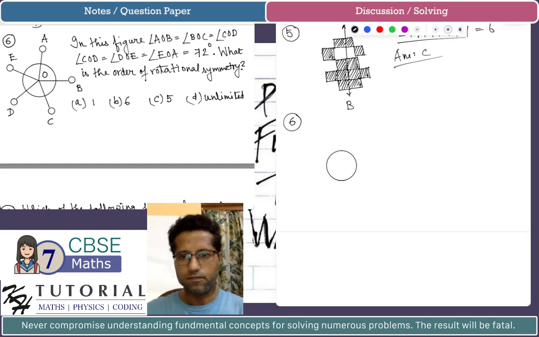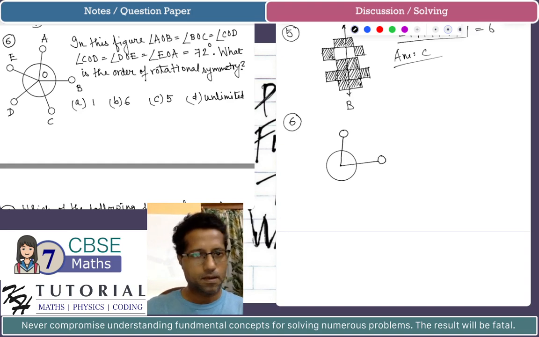Okay, so we have the center, and one stick is coming like this. It has a circle. One stick is coming like this. It has a circle, and it seems that the sticks are of equal length. Okay.